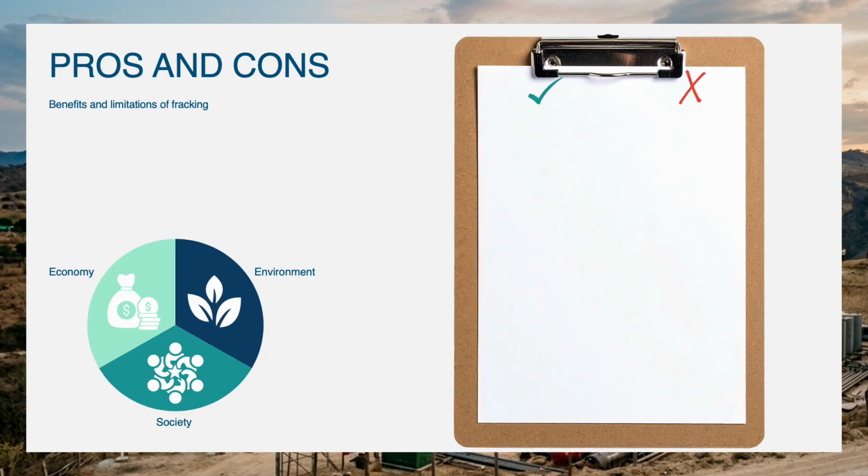Fracking is what we can call a hot topic. It's heavily debated because it has both benefits and limitations. Let's start looking at those. Firstly, it will give us access to more natural gas and petroleum. Fracking allows companies to extract natural gas or petroleum from the shale rock that would otherwise be difficult to reach. This, of course, increases the amount of fossil fuels available, which will help us meet energy demand.